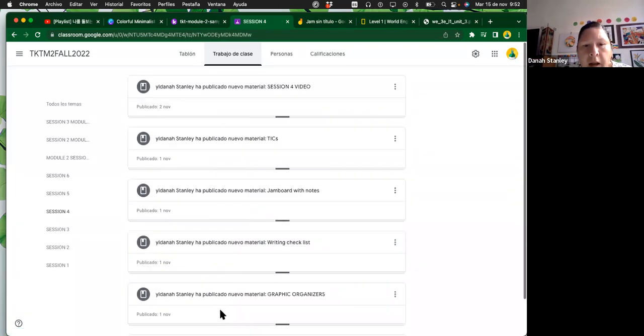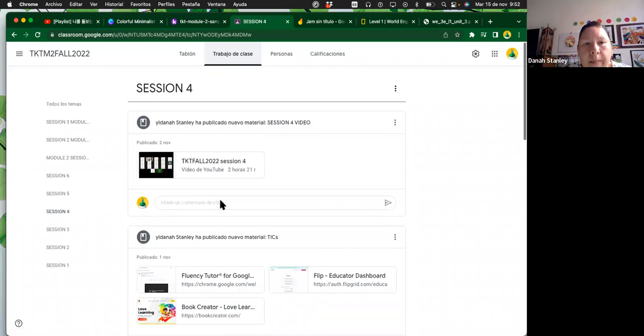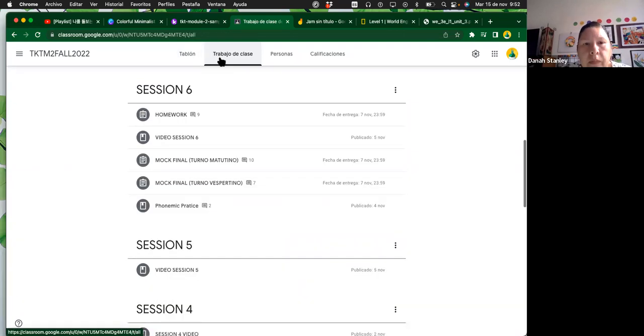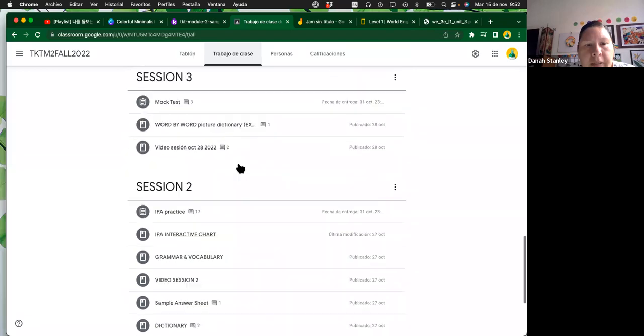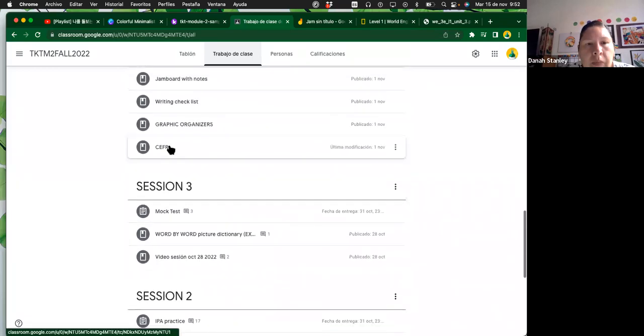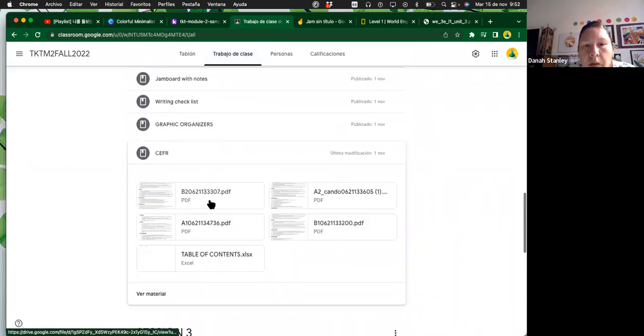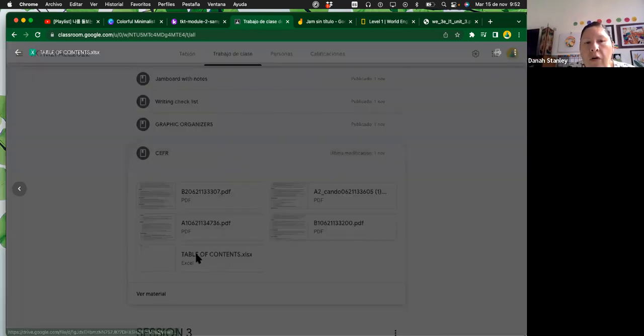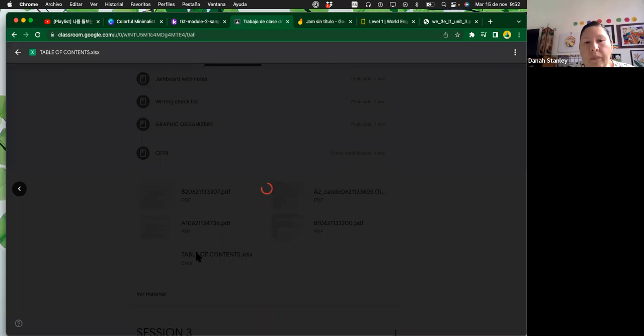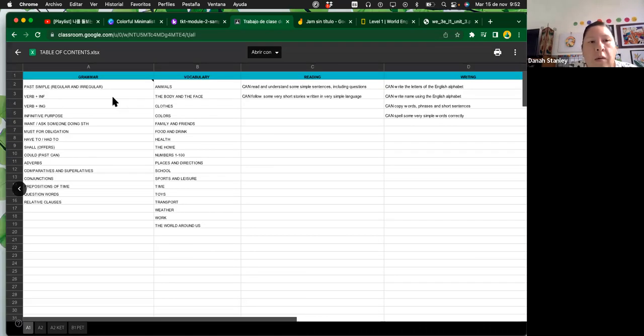Y el chart de grammar, ¿no? Les di un chart de grammar where you can see, aquí está. You have all the grammar and you have the table of contents. So in here, more or less, you can know what grammar, what possible grammar they should know according to the level.